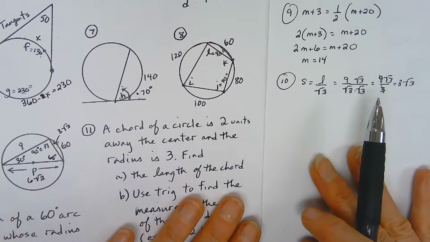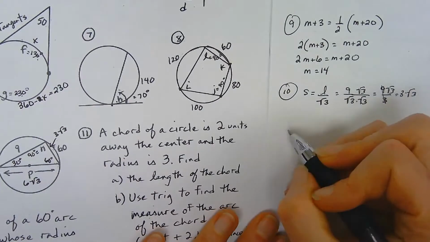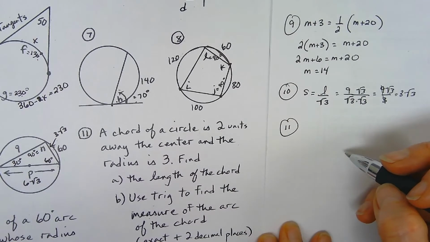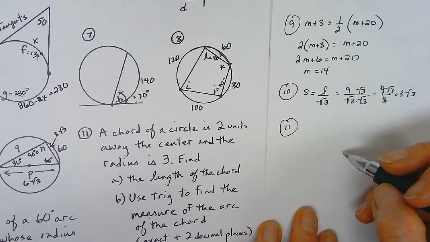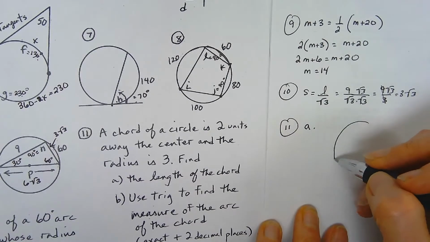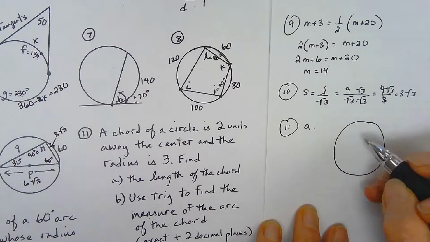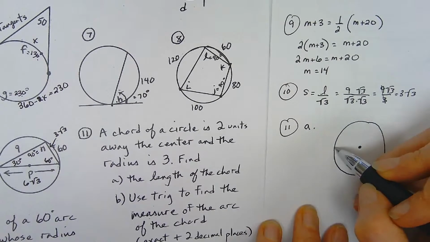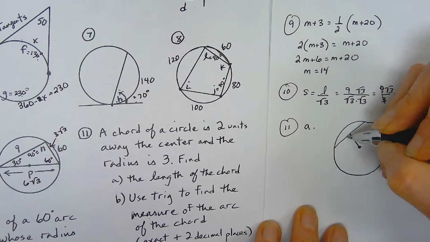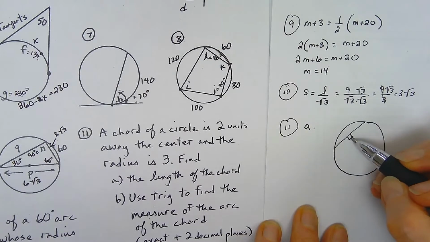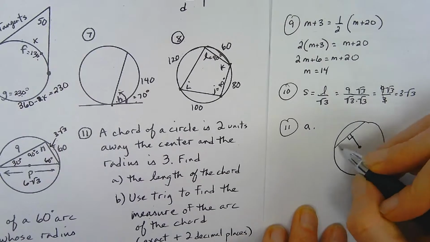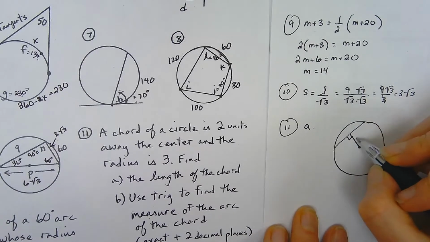Number 11. A chord of a circle is 2 units away from the center, and the radius is 3. Find the length of the chord. Well, we'll draw a circle. Here's the center. Here's a chord. And the chord is 2 units away from the center. Now notice I put the perpendicular mark here because distance is the perpendicular distance between a point and a line or line segment. This is 2 units.